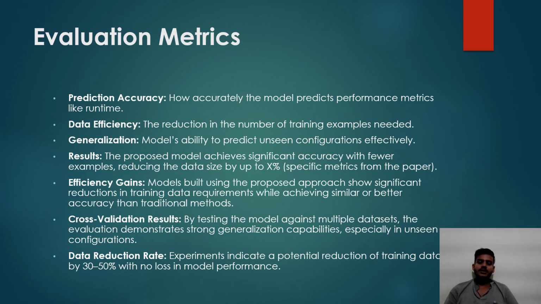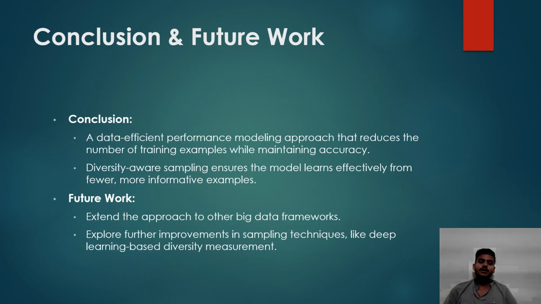than traditional methods. Cross validation: results were validated by testing the model against multiple datasets. The evaluation demonstrates a strong generalizing capability, especially on unseen configurations. Data reduction rate: experiments indicate a potential reduction of training data by 30 to 50% with no loss in model performance. Conclusion and future work.